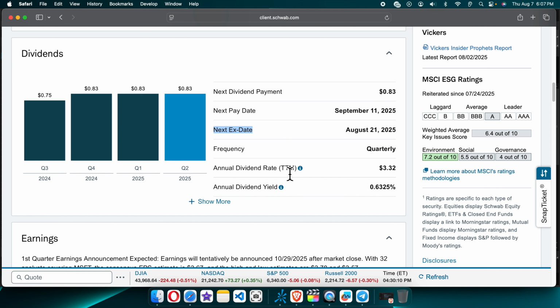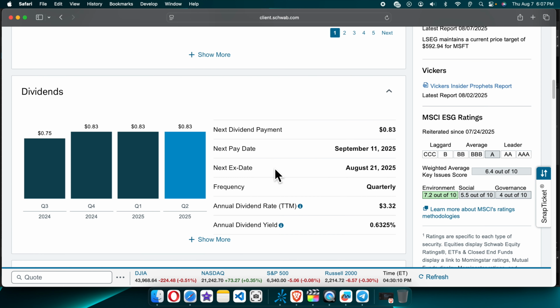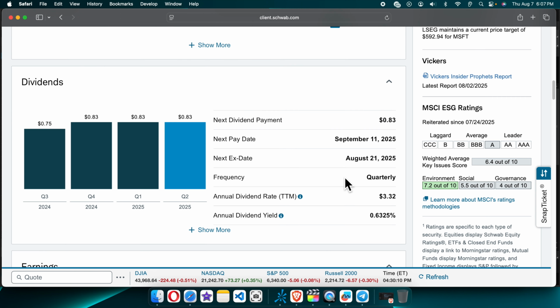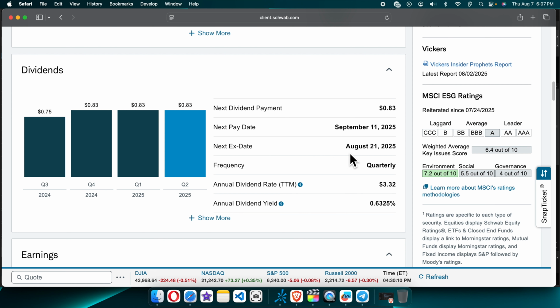I love dividends, that's why I was thinking to show other people how to calculate whether they are eligible for getting a dividend or not. As I missed this dividend a couple of times, that's why I showed you this.